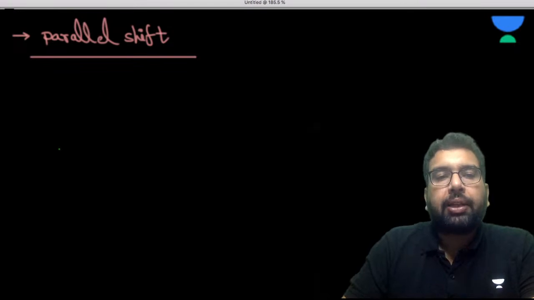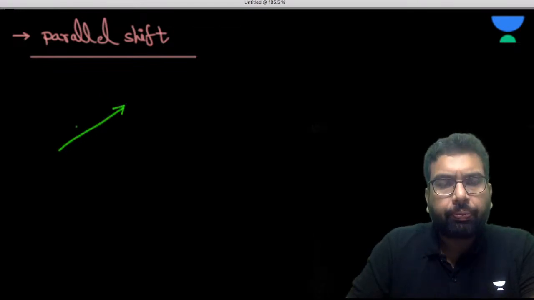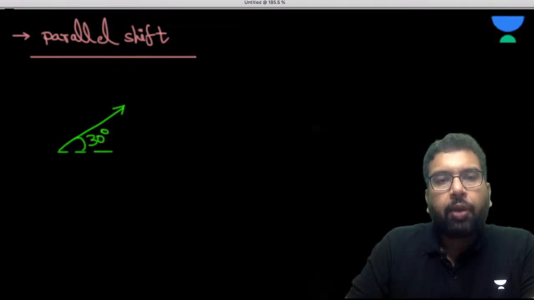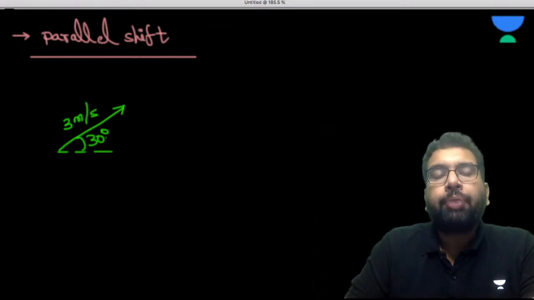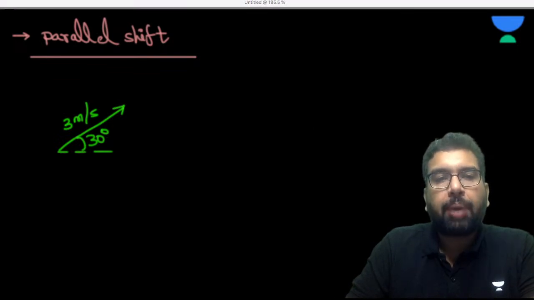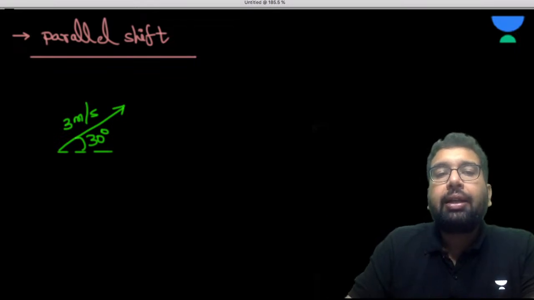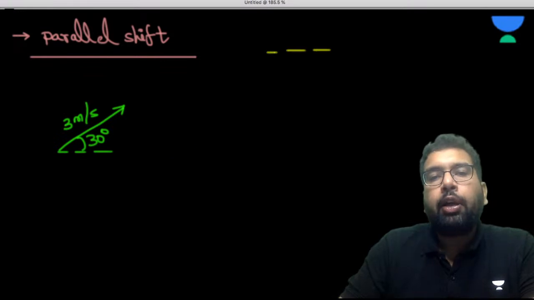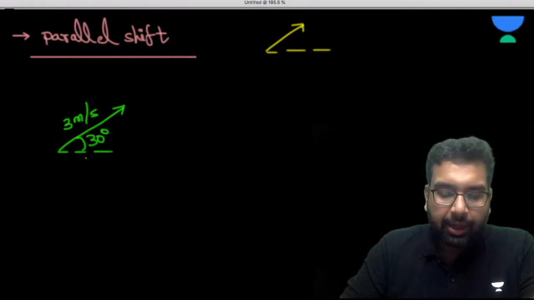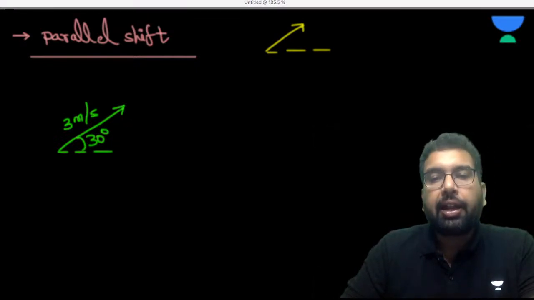Now, please understand this. Let's suppose I have a vector at 30 degrees from here, and it has a magnitude of 3 meter per second. That means it represents the velocity. Now, through parallel shifting, I can make this vector anywhere parallel to this. The only thing you have to remember is that you cannot change the magnitude, that is the length of the vector, and the direction of the vector.